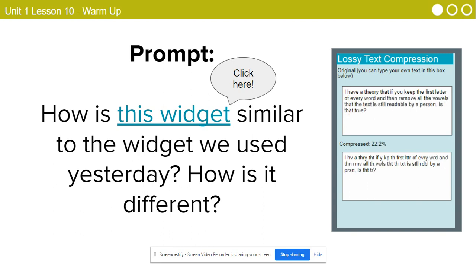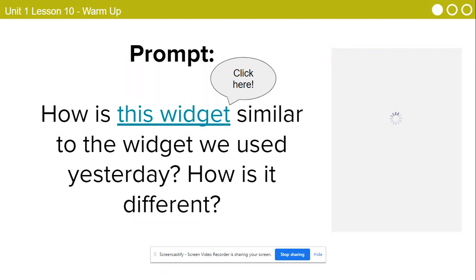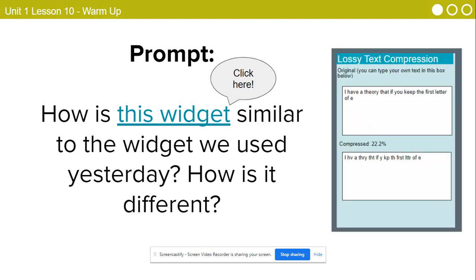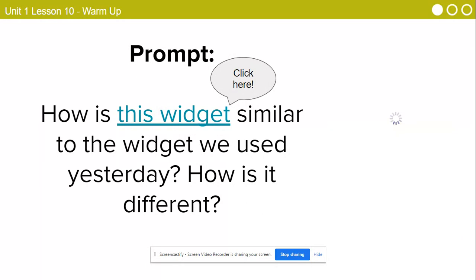Symbols. There's no symbols. So they're not taking a symbol or an emoji and putting it in for us. Anything else that you can see? They only got to 20-something, 22. Yeah, so they're only at 20-some%. What are they removing a lot of? What letter? A. So what is A, E, O? Vowels. They're removing vowels.